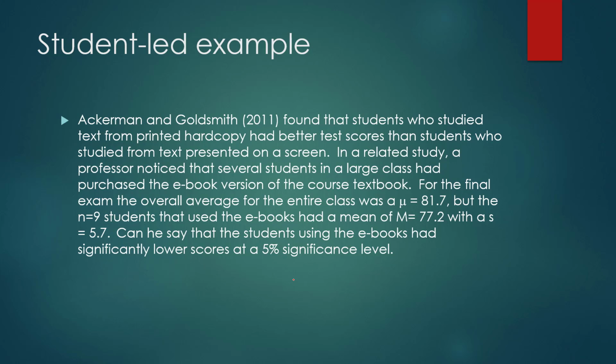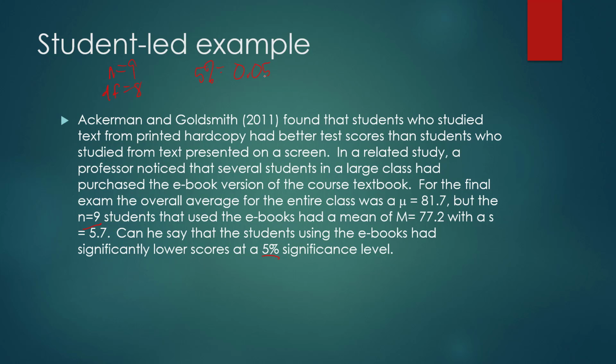All right, now for our student-led example. So here, again, we need to pull out a few things. We need to look at our sample size, n, so that means our degrees of freedom. If our sample size is 9, degrees of freedom are going to be 8. We have a 5% significance level again, which gives us a 0.05 probability that we're looking for in the table.